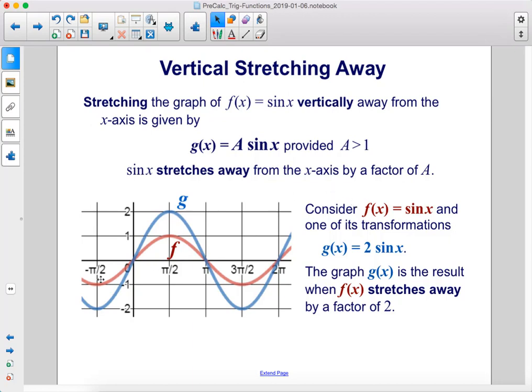Consider f of x equals sine x, here in red, and one of its transformations. In blue, g of x equals 2 sine x. The graph g of x is the result when f of x stretches away from the x-axis by a factor of 2.